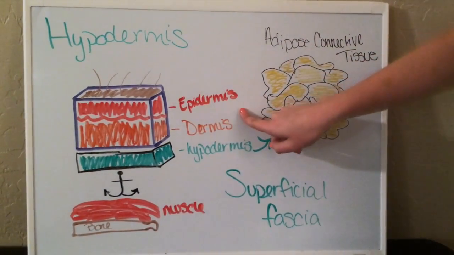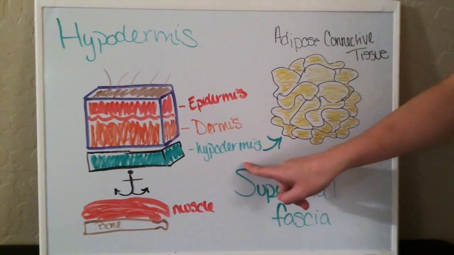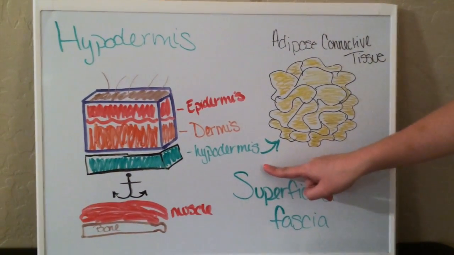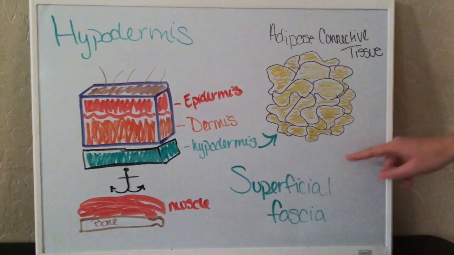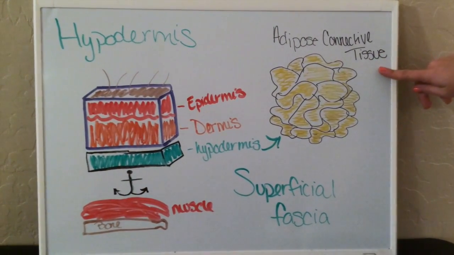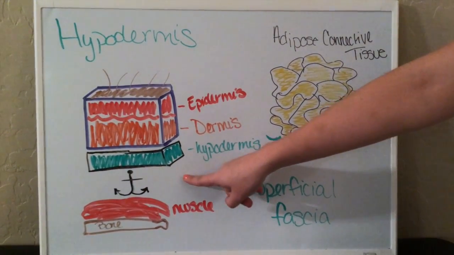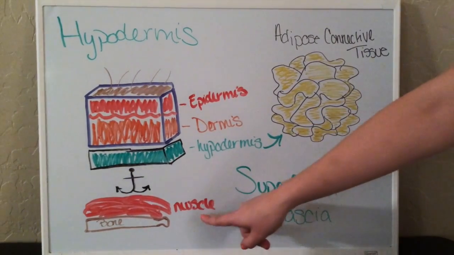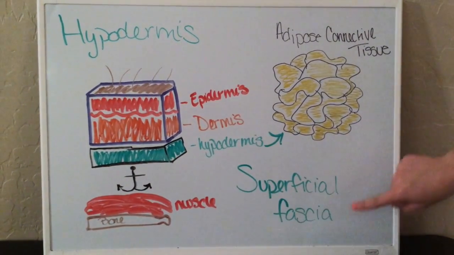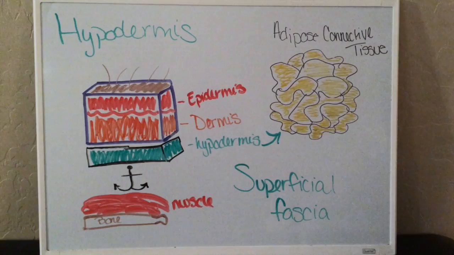Underneath the skin is a layer known as the hypodermis. Technically, it is not a layer of the skin. It is composed mostly of adipose connective tissue, and it anchors the skin to underlying structures such as muscle or bone. It is also called superficial fascia.